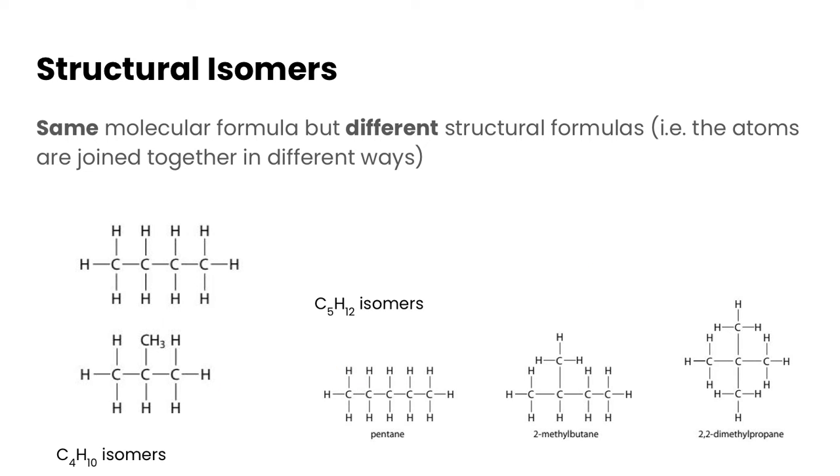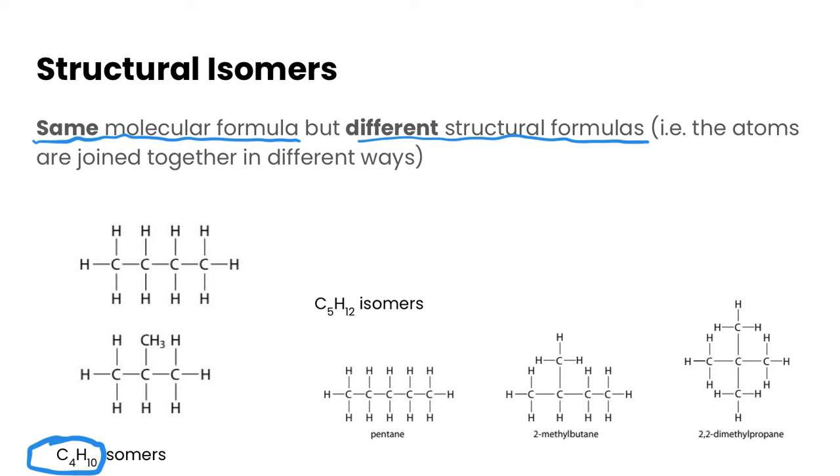So what are structural isomers? Well, they are basically molecules that have the same molecular formula, but different structural formulas. So the atoms are being joined together in different ways. For example, C4H10 has two possible isomers.